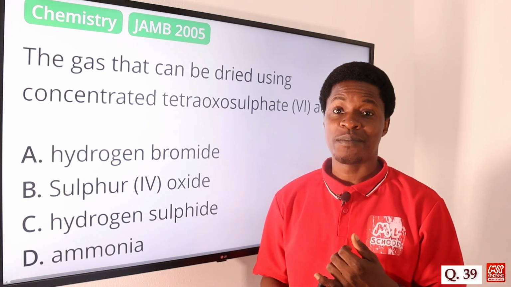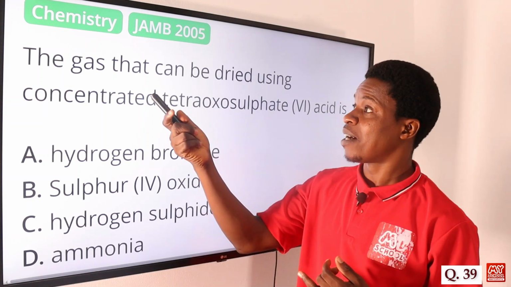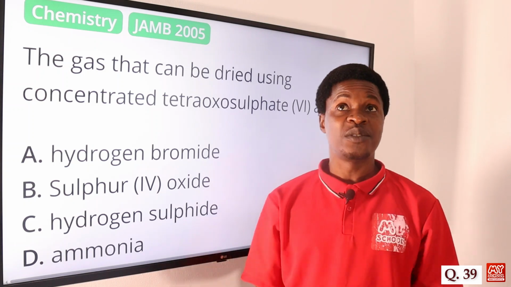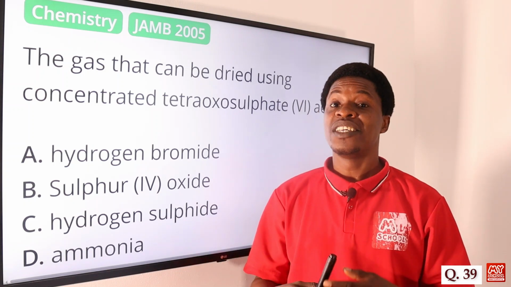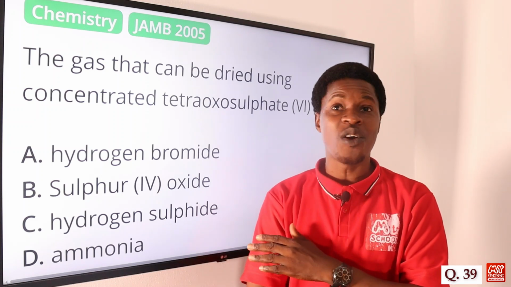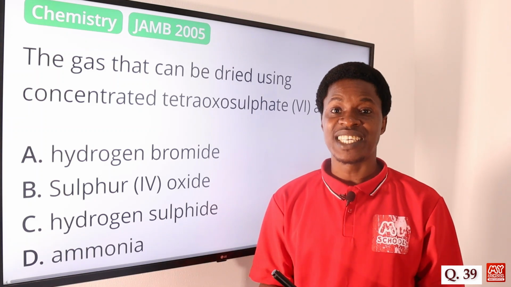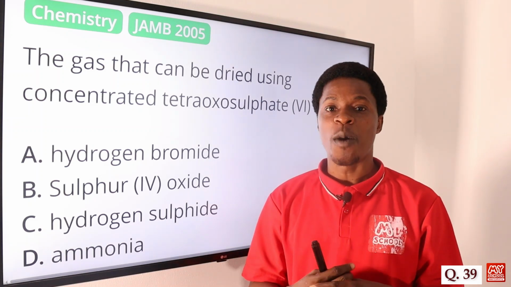And we have different drying agents. We have quicklime as one of them. You can use calcium hydroxide. We can use conc H2SO4. We can use silica gel. But there's a particular drying agent that can dry all gases, that has no limitation, and that is what? Silica gel. Silica gel can be used to dry any gas at all.